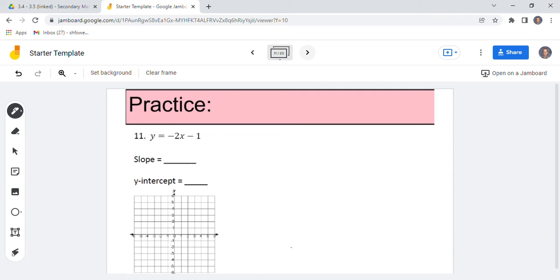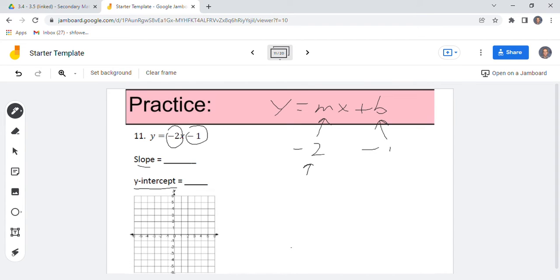Next question. All right, our task is to graph this one, but we're going to use the slope and the y-intercept this time to graph it. So, refreshing our memory about slope-intercept form, we have y equals mx plus b. m is our slope, b is our y-intercept. So we can see the value for m is -2 in this one. It's right there, attached to the x. And our value for b is -1. It's right there at the end.